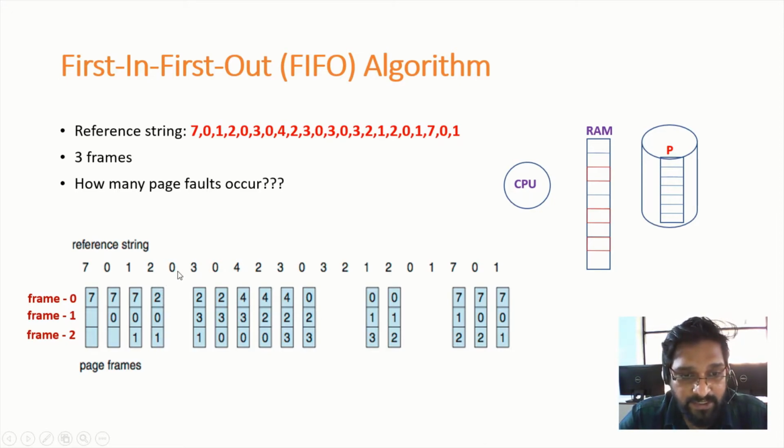So next CPU is requesting page number 0. Yes, page number 0 is present inside the RAM. So we are going to call this a page hit, not a page fault. Why? Because page number 0 is already present inside the RAM, right? Since the contents of the RAM have not changed, I have not written anything here, right?